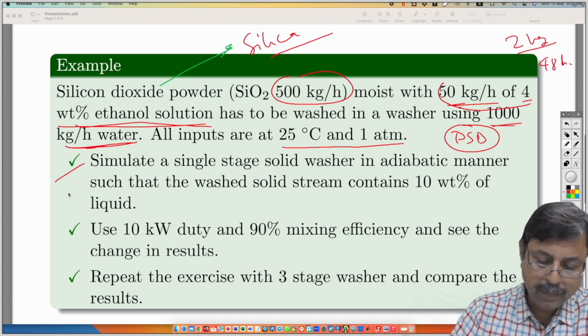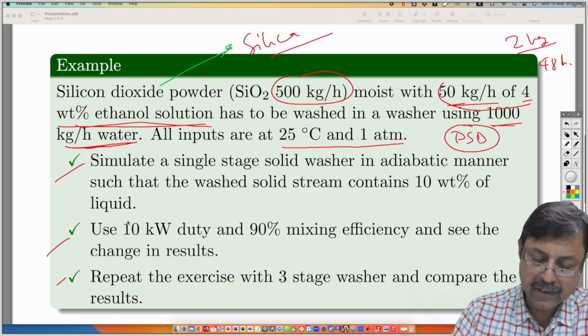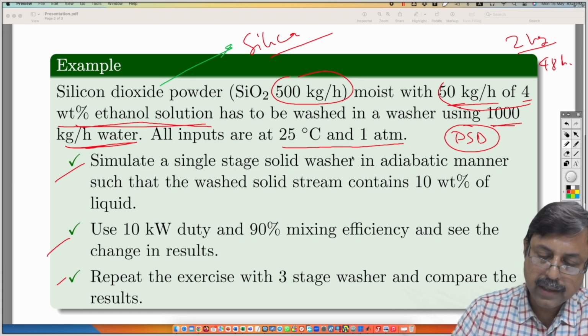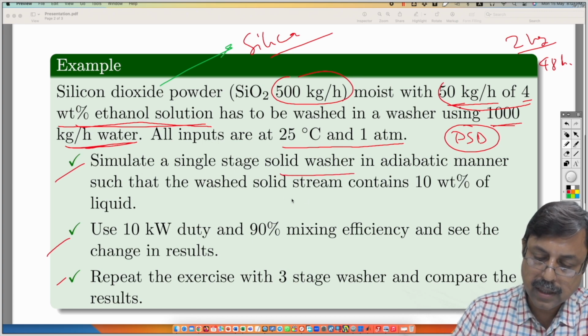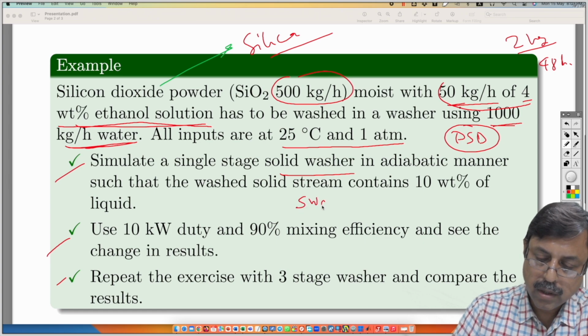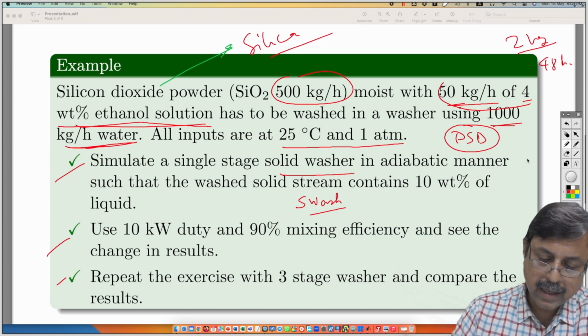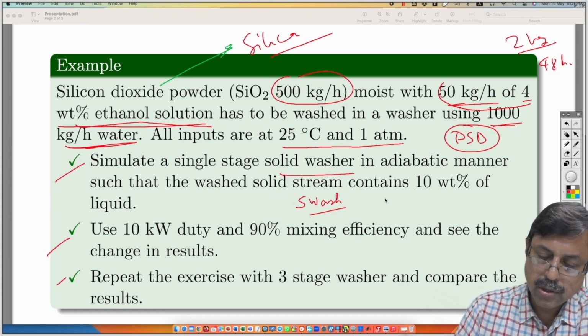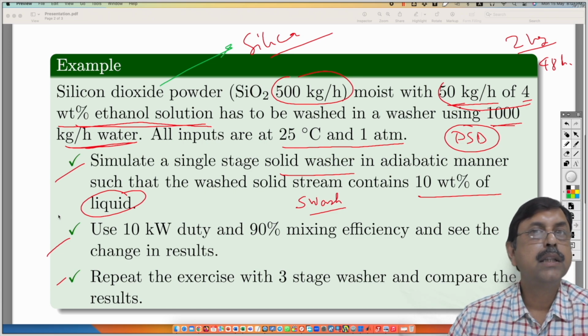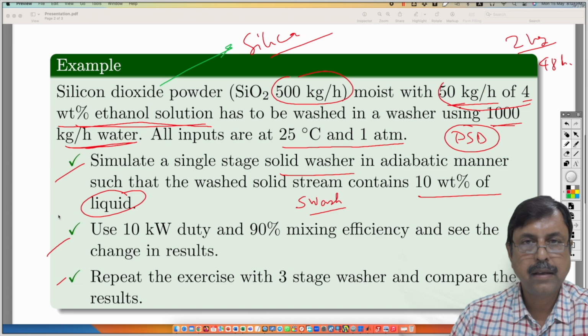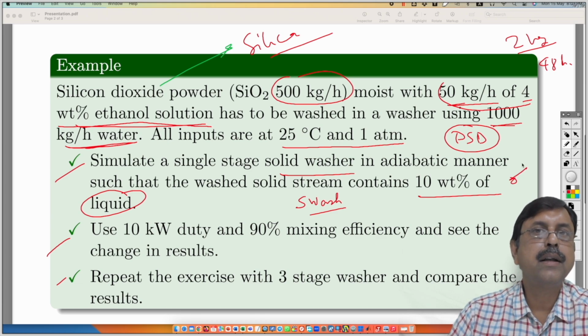So there are 3 problems that we have to solve. The first problem is simulate a single stage solid washer. So in this case we have to use the SWASH block in adiabatic manner such that the washed solid stream contains 10 weight percent of the liquid. So the outlet condition of the solid stream has been specified over here, and from there you have to calculate the liquid to solid mass ratio.